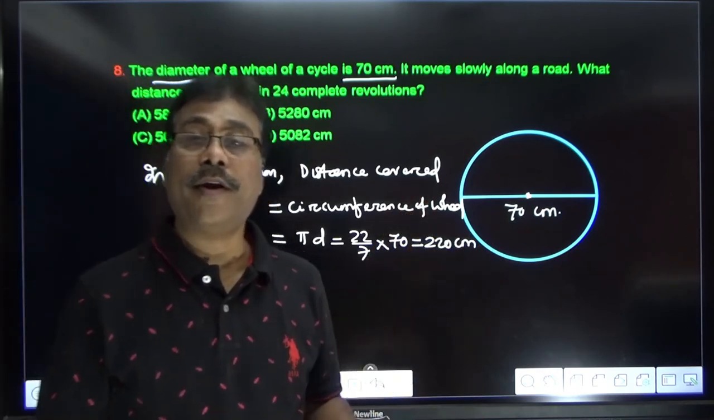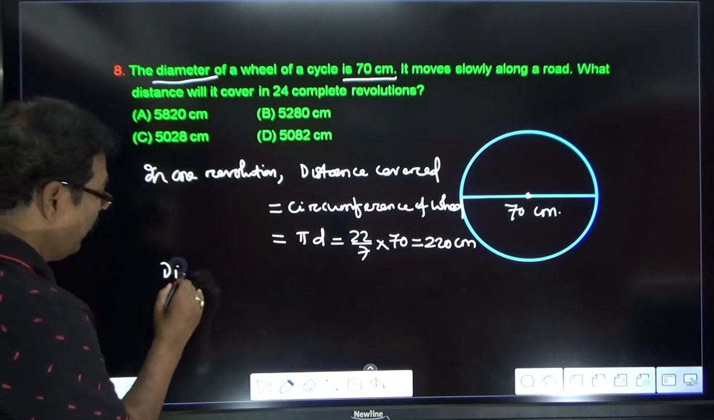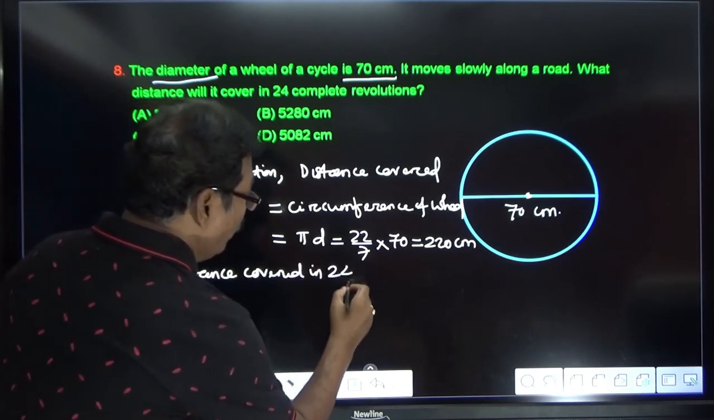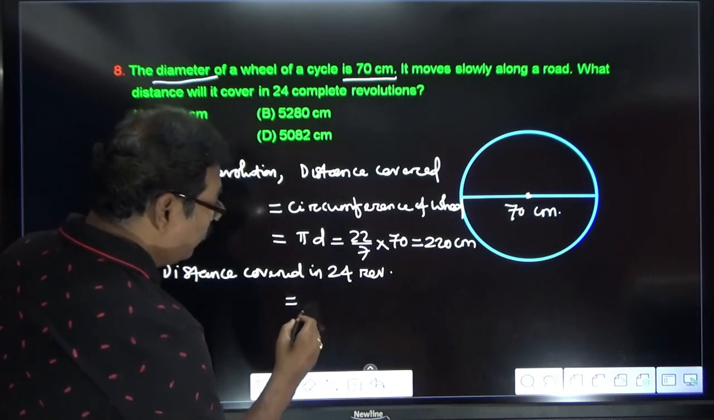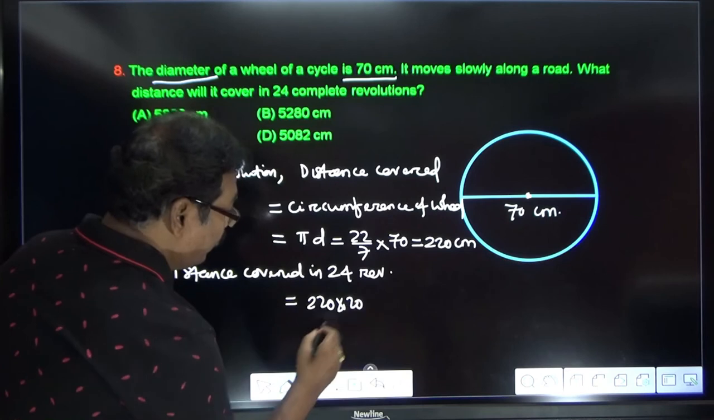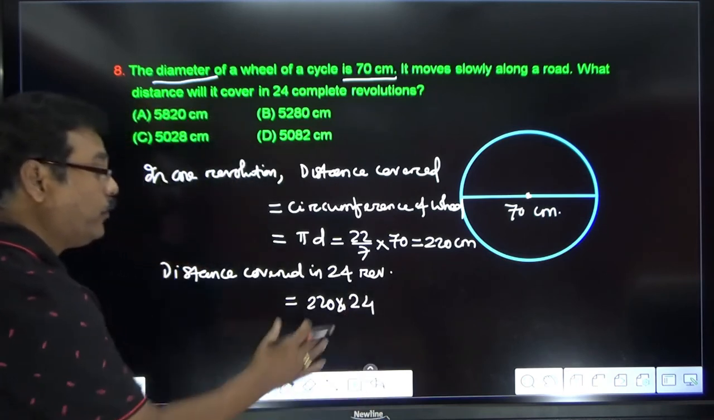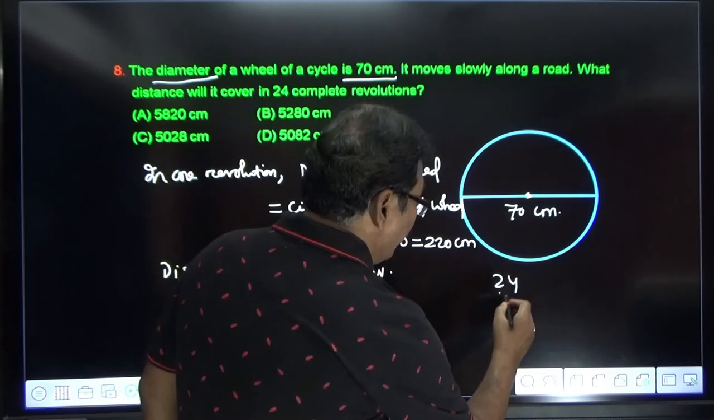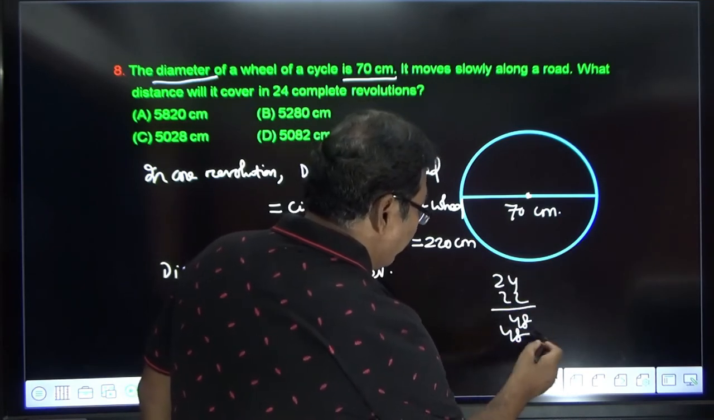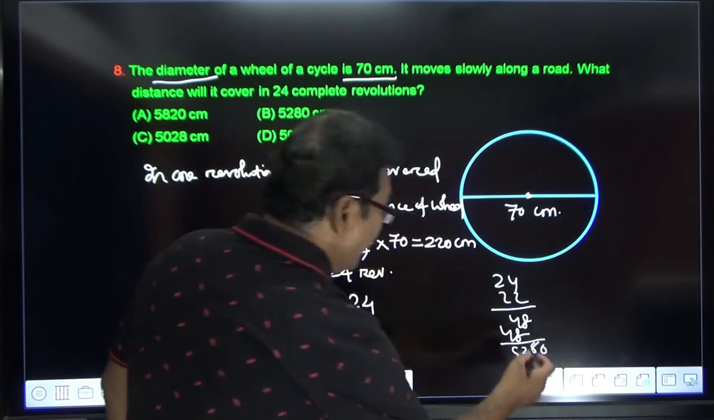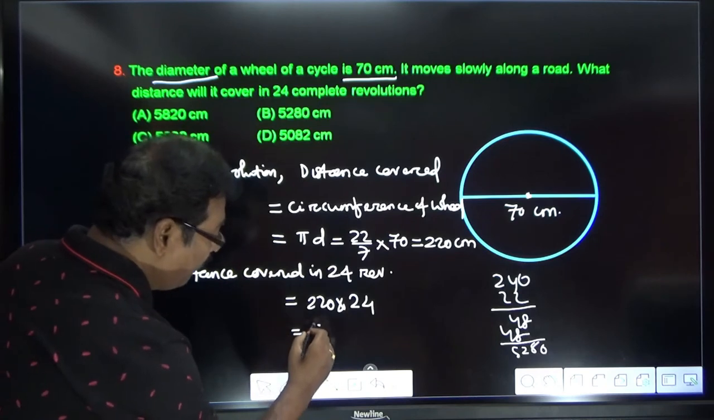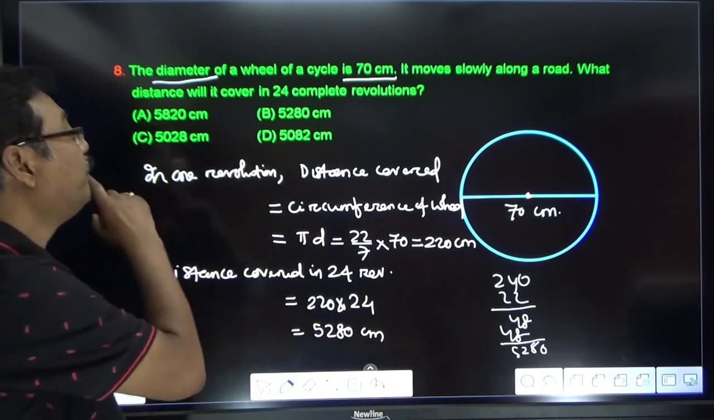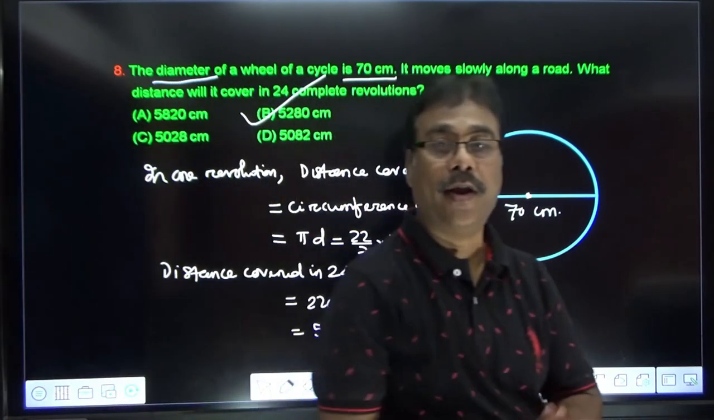So how much distance will it cover in 24 revolutions? Distance covered in 24 revolutions is equal to 24 into 220. What will that be? 24 into 22, 48. So 8, 2, 5 and 0, because one 0 is there. So it will be 5280 centimeter. Okay, so the answer is 5280. Option B is correct.